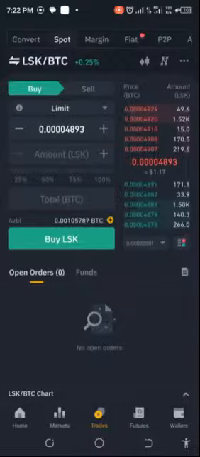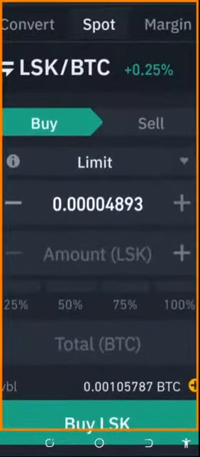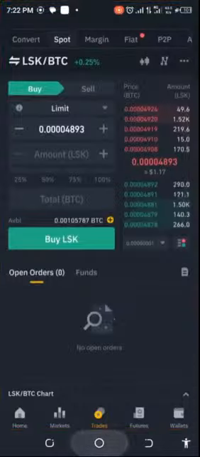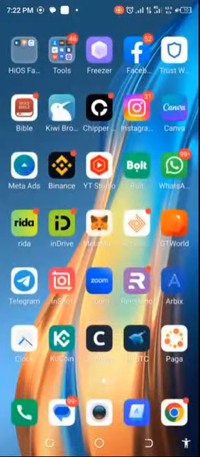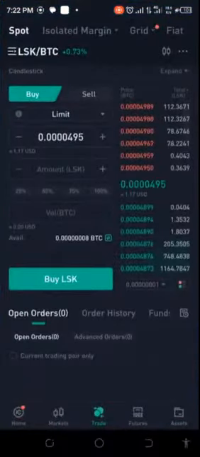Today we're going to be having an episode of inter-exchange arbitrage, and we're going to be using LSK BTC. Currently the price of LSK BTC is 0.0004893, and on KuCoin it is 495. So we have a difference there.